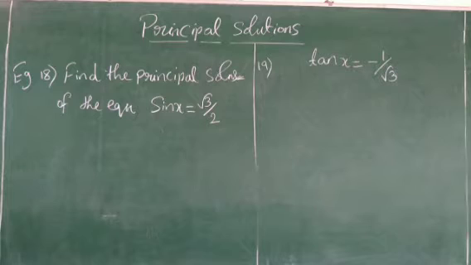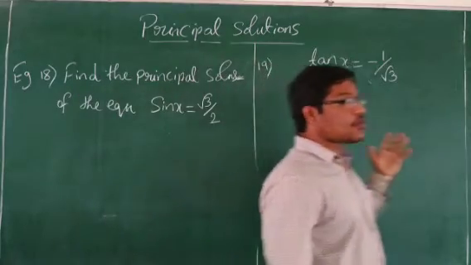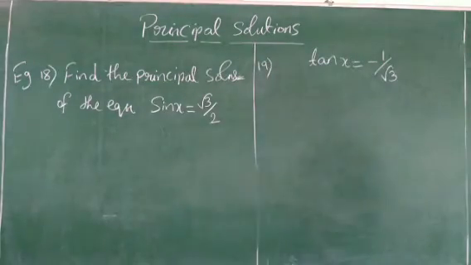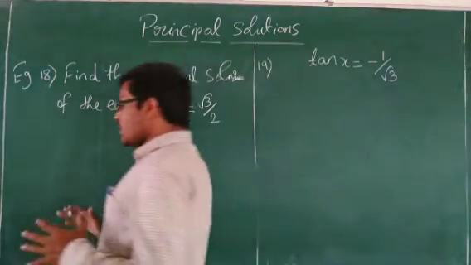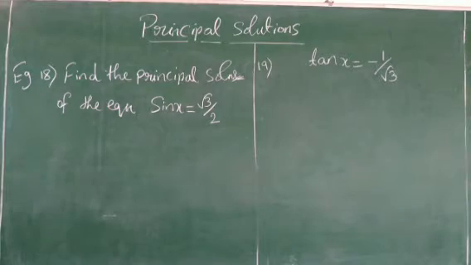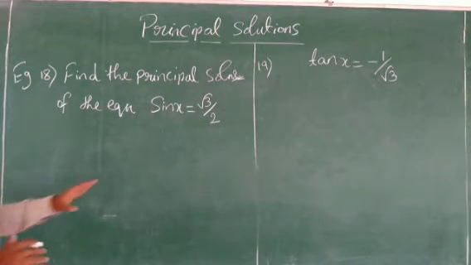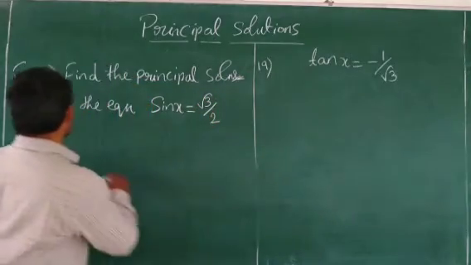Okay, let's take example 18 and then we will take example 19. Example 18 is asking: find the principal solutions of the equation sin x is equal to root 3 by 2. Just now we have done this. Now first thing, again I will explain this. First thing that you need to do is observe whether this is positive or negative.